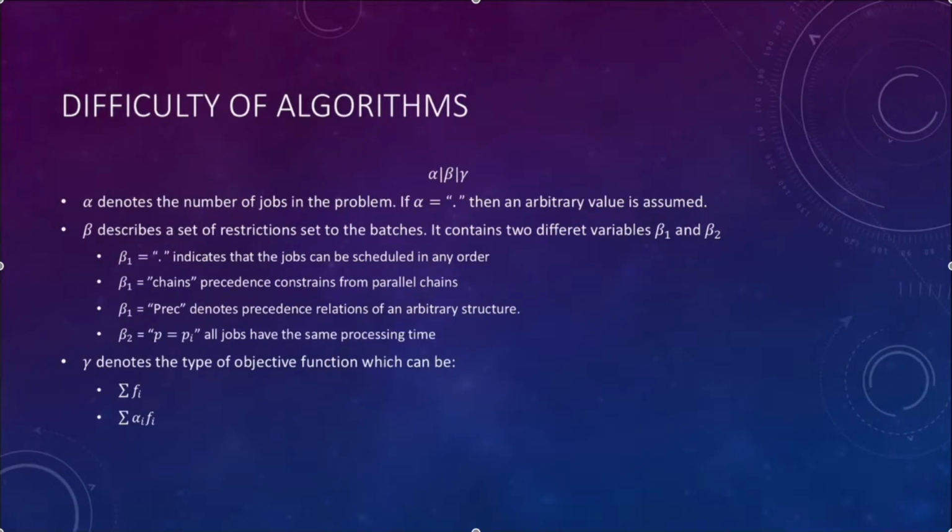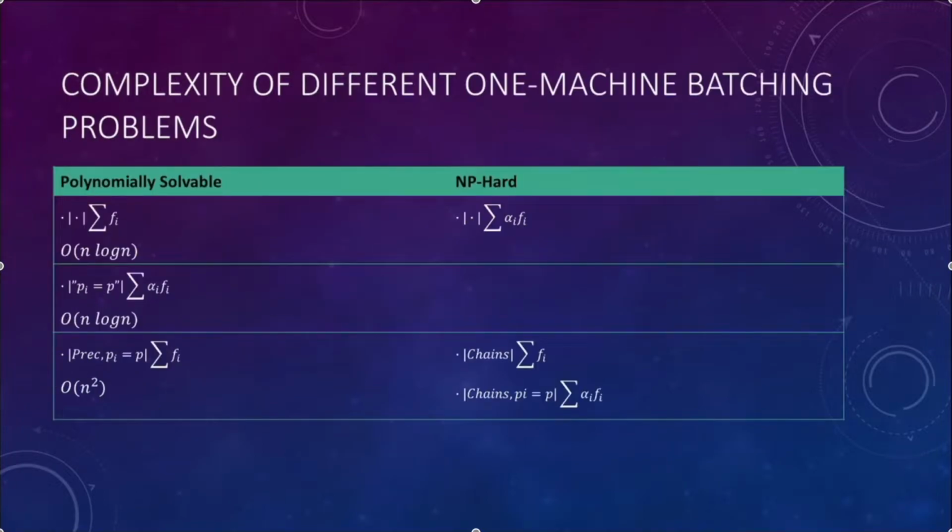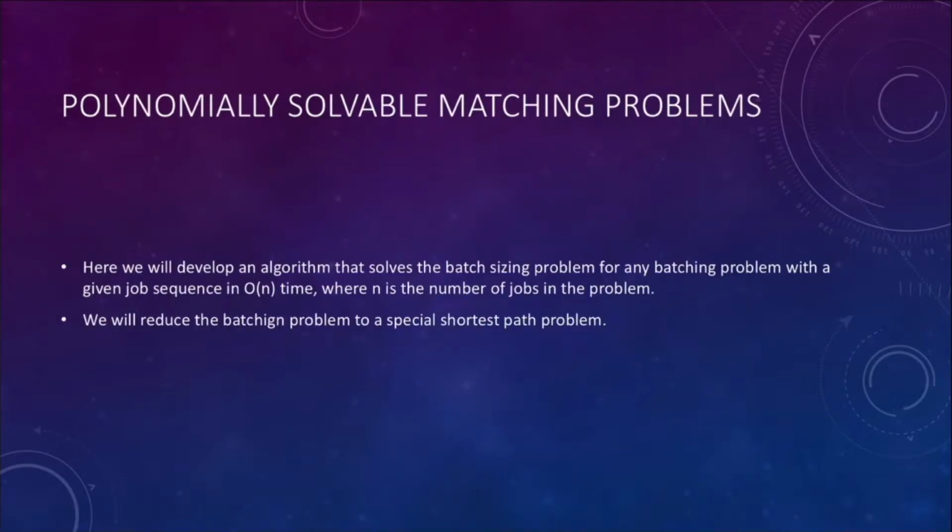The interesting part of this paper is that, based on the characteristics of the problem, it might be polynomially solvable or NP-hard. If we're solving only the flow times, this can be solved in polynomial time. But when we add the weights, that stops being polynomial and becomes NP-hard. So we will be seeing some of these examples. This paper is divided into 2 sections: the problems that can be solved polynomially and those that are NP-hard.